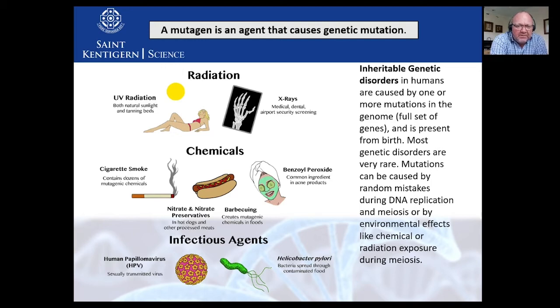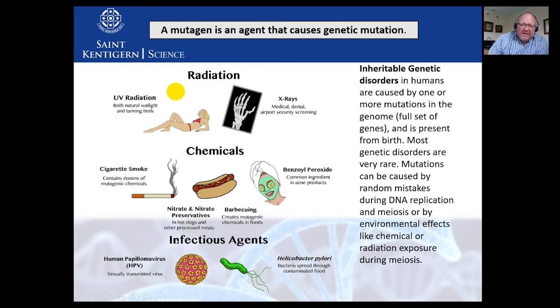Then cigarette smoke, you all know about that. That causes lung cancer. Certain chemicals like too much nitrates and preservatives, even barbecuing contains a mutagenic chemical in food. And then benzoyl peroxide, which is a common ingredient in acne products. If you expose yourself to very high levels of that, it can be what is called a carcinogen. A carcinogen is a cancer causing agent, and cancers are mutations of the cell, and it's usually a mutation that prevents the cell from stopping growing, and it just grows and grows, and that's called a tumor.